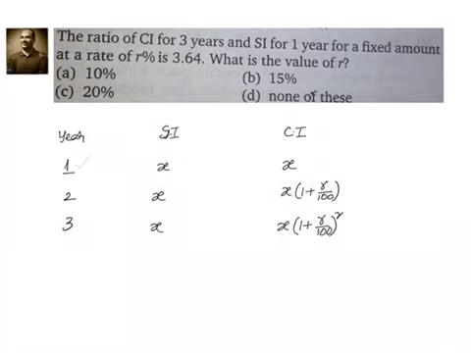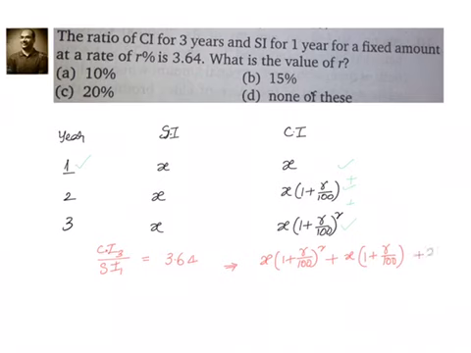Now they said that simple interest for 1 year, that means we are talking about this part, and the ratio of CI for 3 years, so that means I have to club them all and divide by whatever we have for SI. We should get the ratio equal to 3.64. So let's write down: CI for 3 divided by SI for 1 equal to 3.64. That means X into 1 plus R by 100 whole square, that is third year interest. Second year interest is X into 1 plus R by 100, and the first year interest is X, divided by X.